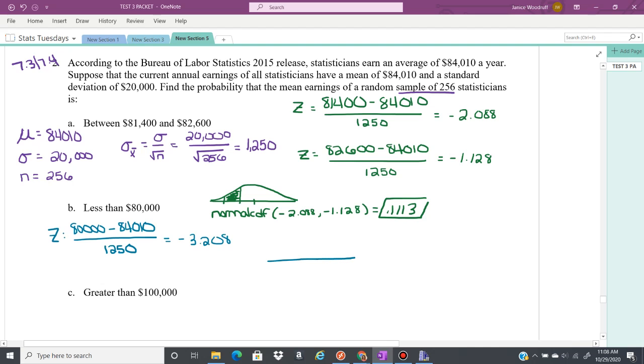Chart that. Okay, that's way over here. And less than is going to the left, so it's going to be a very small probability here. When I do this in my calculator, I'm going to go Normalcdf. My lower limit will be negative 99. My upper limit, negative 3.208.